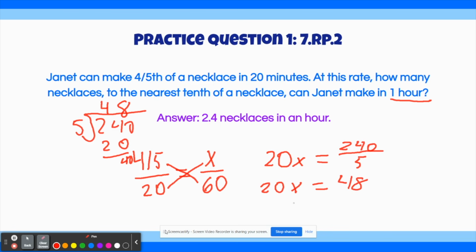Now to isolate x, we can divide both sides by 20. So we get x equals 48 over 20. And you can put that into your calculator and you'll find that 48 over 20 equals 2.4, which is our final answer.